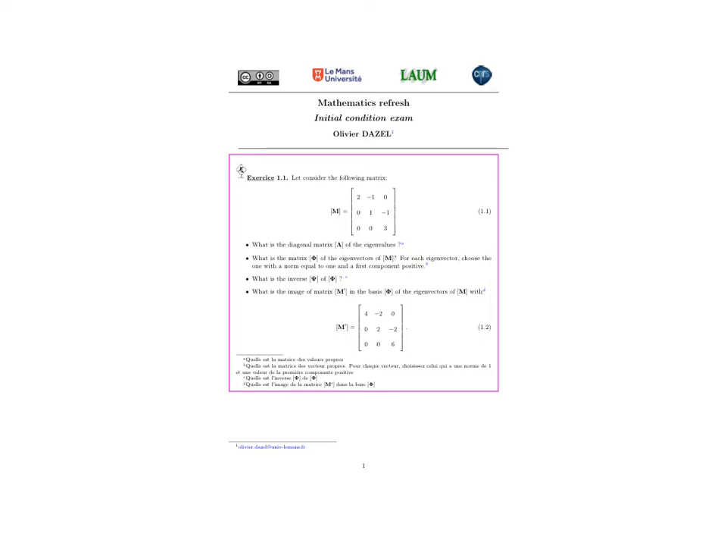This is the correction of the first exam of the Mathematics Refresh course 2017. The first exercise consists in computing the eigenvalues and eigenvectors of a matrix M, which is 3 by 3, 3 lines and 3 columns, and to compute the matrix of eigenvalues, of eigenvectors, and several related questions.